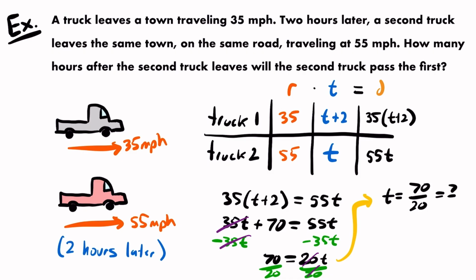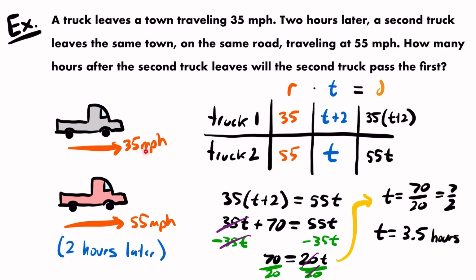or 7 halves, right? This fraction could be reduced to 7 halves. Both 70 and 20 are divisible by 10. 70 divided by 10 is 7, 20 divided by 10 is 2, but then as a decimal, t would be equal to 3.5. Okay, 7 divided by 2 is equal to 3.5, and this is an amount of time, so the units will be in hours, because that's what was involved in our rates for speed, right?